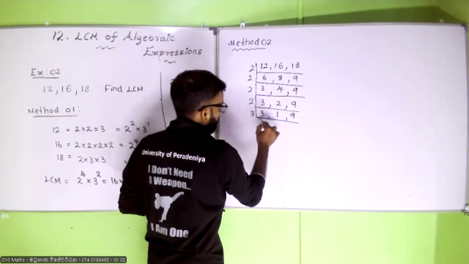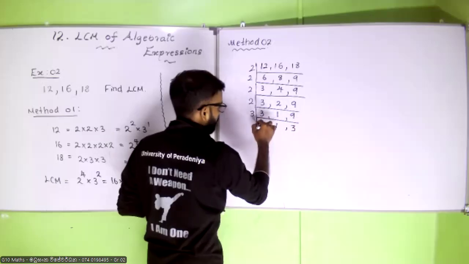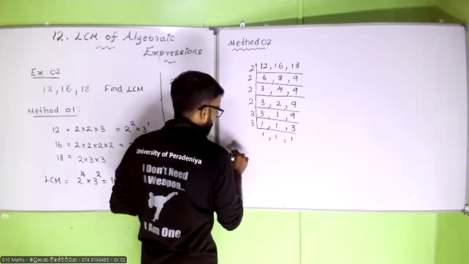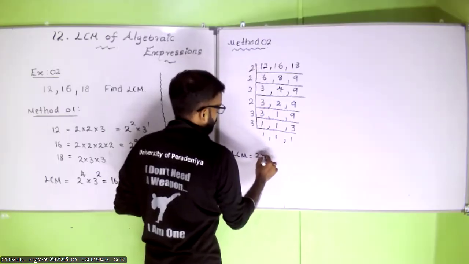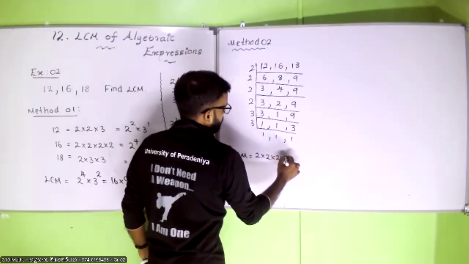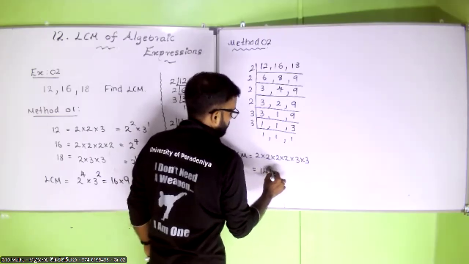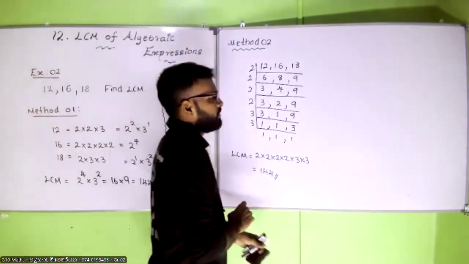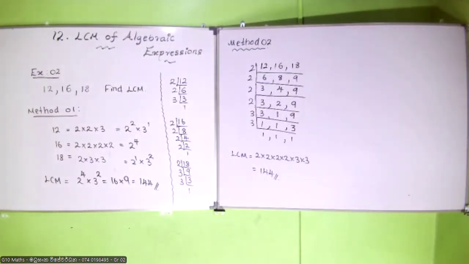Then 3 times 1, here 1, 3 times 3. Again 3 can be divided, giving 1, 1, 1. So the LCM will be the product of the numbers in the division: 2 times 2 times 2 times 2 times 3 times 3. You will get 144 as the final answer. I hope you can understand.